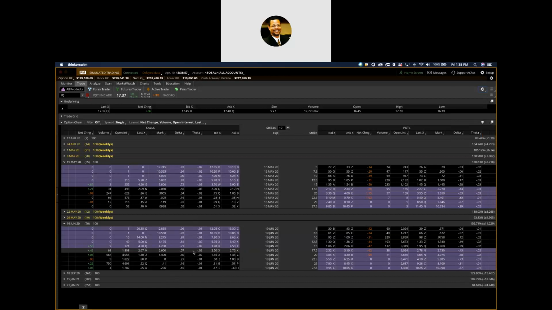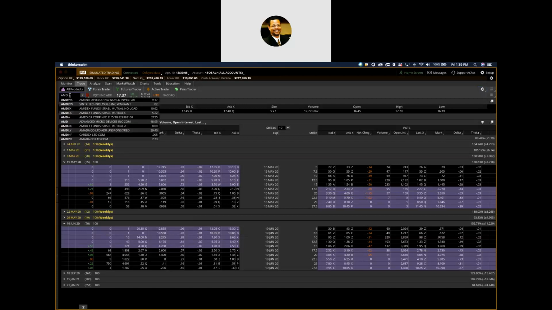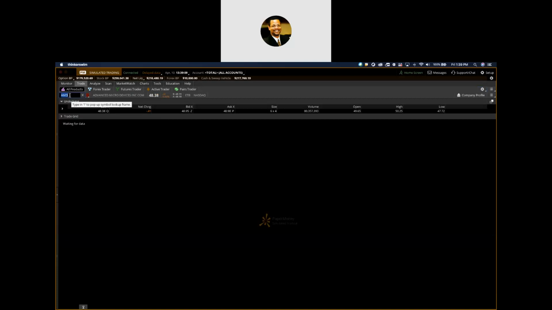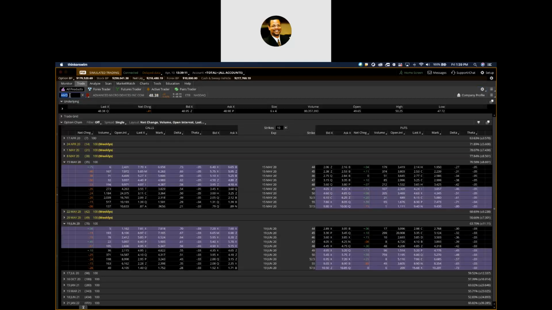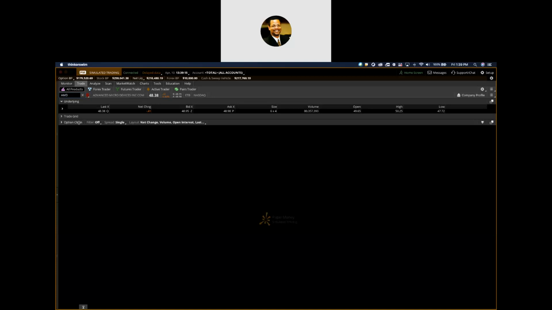Every time you go to the trade tab and you put a symbol in, this option chain is going to expand itself, even if you're not buying options. That's okay. I have to put in the symbol that I want to actually trade. So I put in AMD. All right, now it's opened up AMD. I'm not buying any options for AMD right now, so I don't need to see that. I just simply collapse that out of my way.